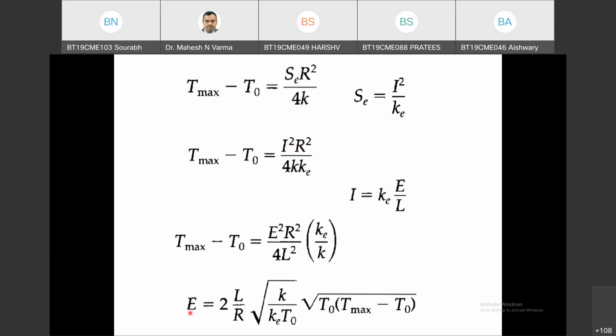So potential difference will be equal to 2L, where L is the length, divided by R, under root of K minus K_E into T naught. So this is the Lorentz number, multiplied by under root of T naught minus T max minus T naught. T naught is 20 degrees Celsius, which you can write in Kelvin actually.